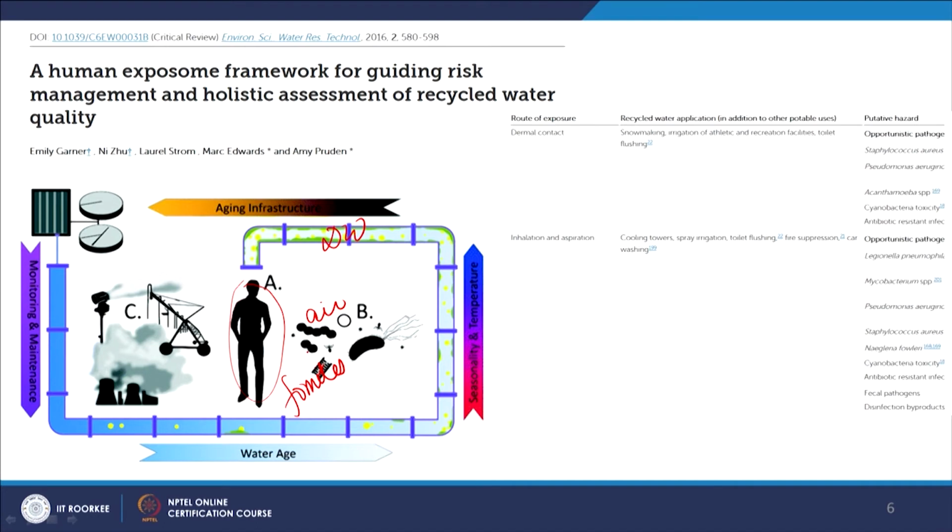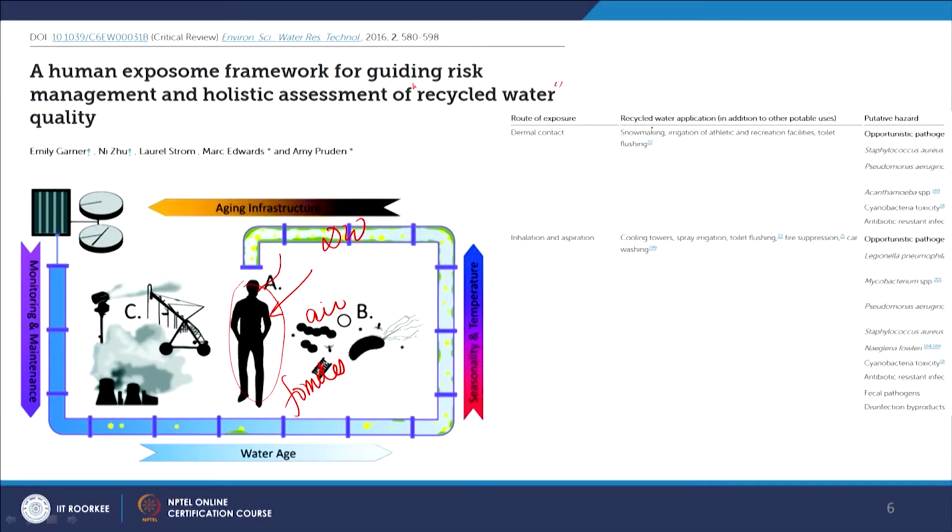Now let us look at how recycled water is potentially exposing us to different kinds of diseases. The person might be exposed via touch; with certain diseases you just need to be in contact with contaminated water, and you fall sick. Some might be through the ingestion route, some through the inhalation route. So, let us look at the different routes of exposure and what diseases we can get through them.